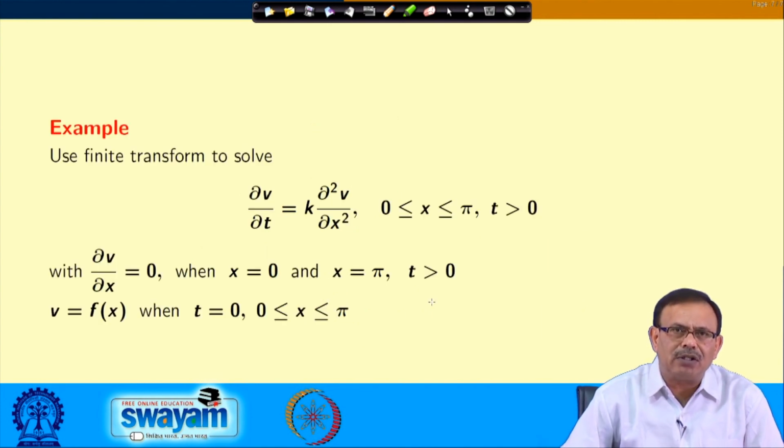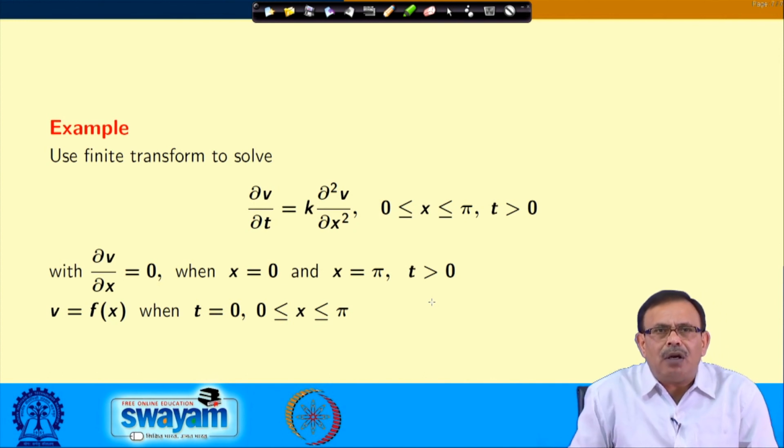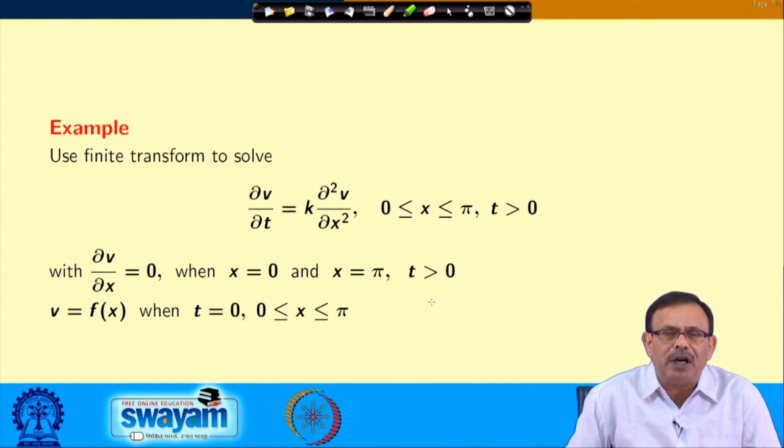Let us take another example of some other form. Here I am using some finite transform, when del v del t equals k del 2 v del x square, x lies between 0 and pi, t greater than 0, with del v del x equals 0 whenever x equals 0 and x equals pi, t greater than 0, and v equals f(x) when t equals 0, where x lies between 0 and pi.